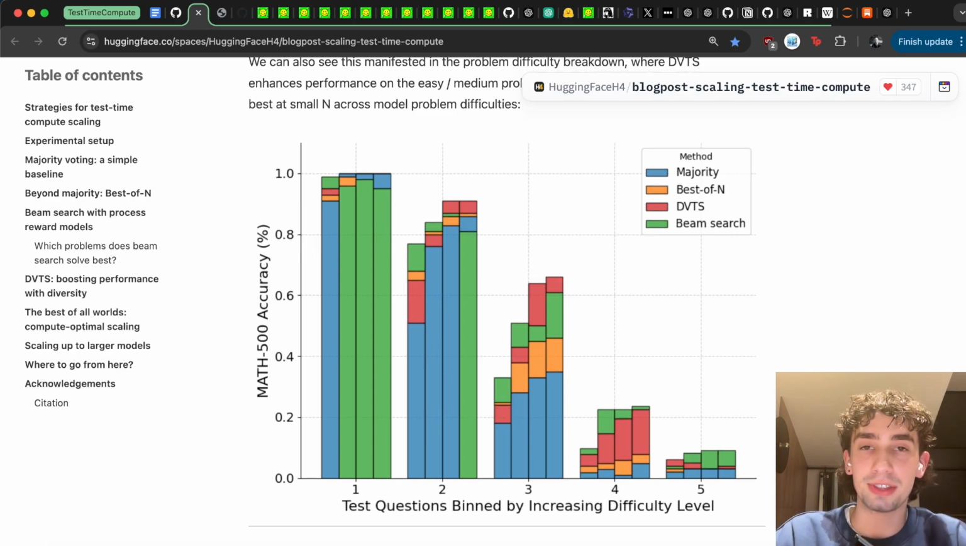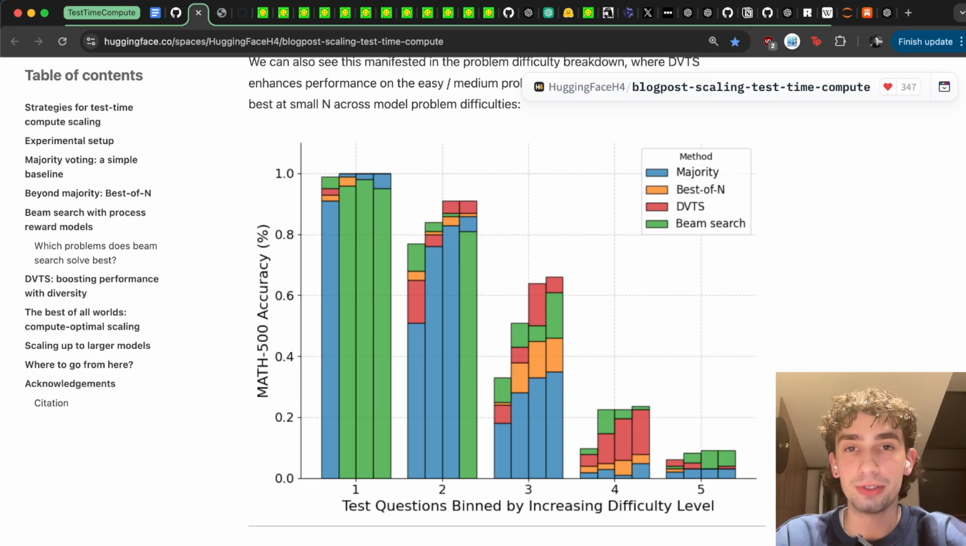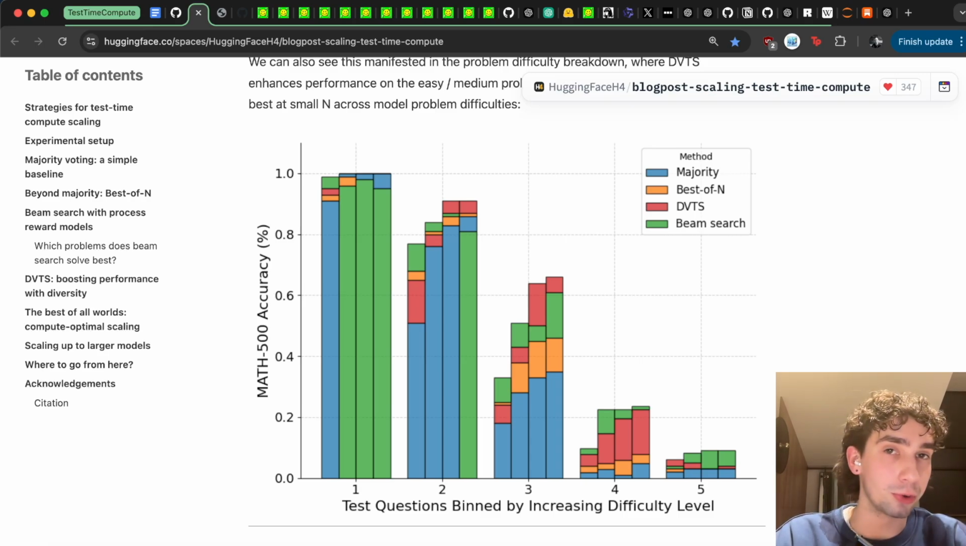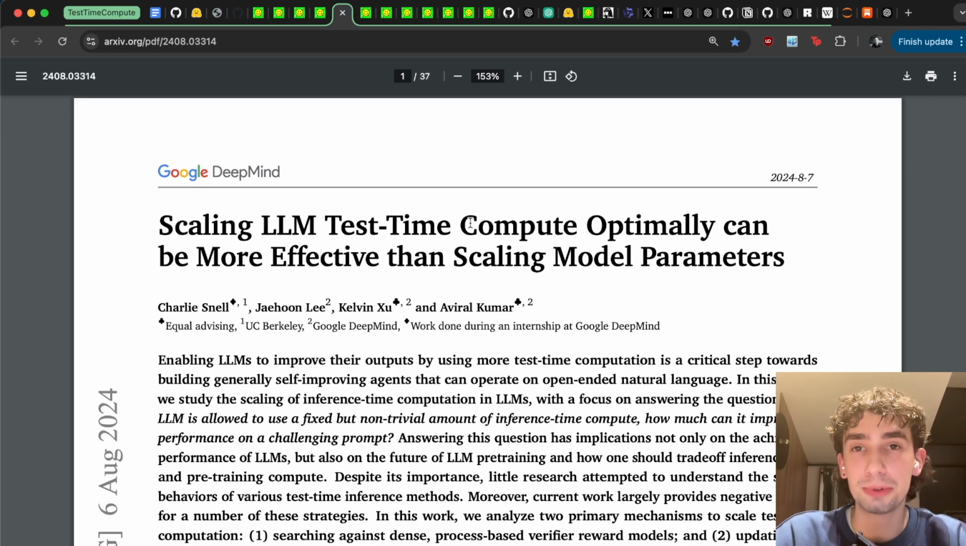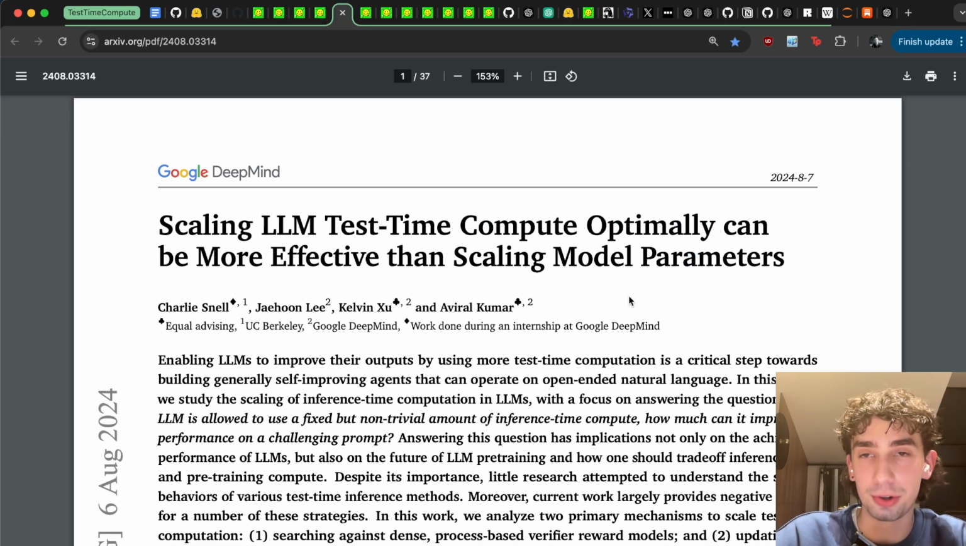It turns out that there are different optimal approaches to how you're scaling test time inference based on both question difficulty and the actual compute budget that you have. And so there actually exists optimal scaling of test time compute based on question difficulty as well as your actual compute budget that can be applied to dynamically choose which strategy to use based on all of these factors.